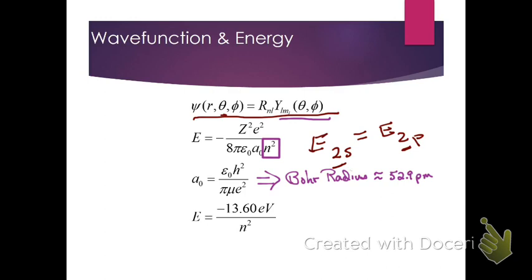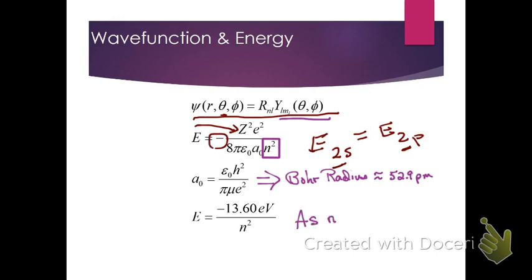We'll also note that the energy depends on the atomic number Z and depends on Z squared. So the higher the atomic number, the more negative the energy. And you will note this is important, that it is a negative energy that we're talking about here.